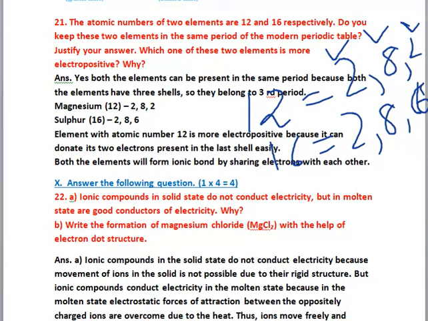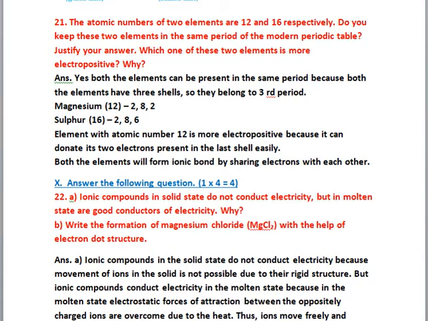So what is the answer? Yes, both the elements can be present in the same period because both have 3 shells. So they belong to the third period. Now we have to say which one is more electropositive. As you know, metals are more electropositive, and why? Because metals can donate electrons. Metals carry 1, 2 or 3 electrons in their last shell, so they can easily donate those electrons. Magnesium has 2 electrons in its last shell. It can donate its electrons to become electropositive. So magnesium is more electropositive than sulfur.